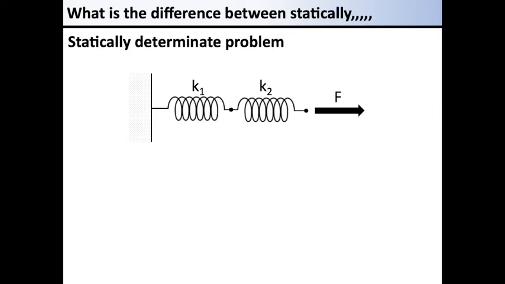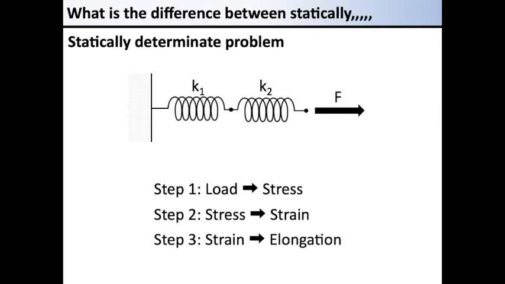So, in this case, F is not an unknown quantity. We can directly obtain the value of load acting on each spring as F. So, the problem can be solved in the following way: from the load to stress, from stress to strain, and then strain to total elongation.